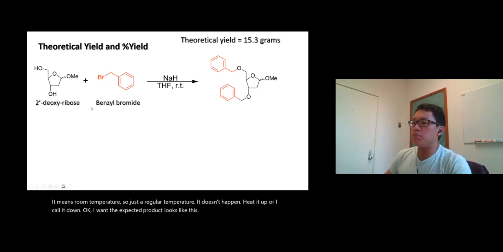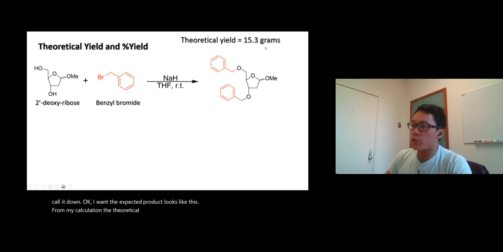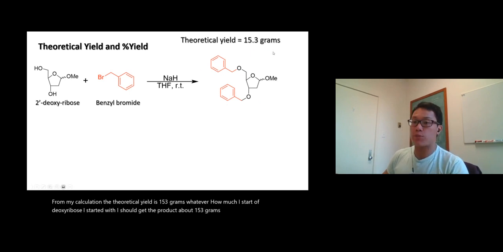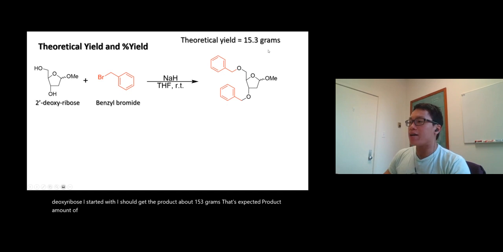From my calculation, the theoretical yield is 15.3 grams. However much deoxyribose I start with, I should get about 15.3 grams of product. That's the expected amount of product. Now in reality, that's what I got.